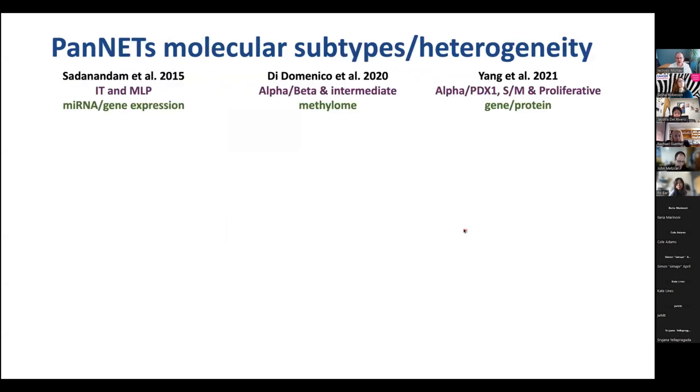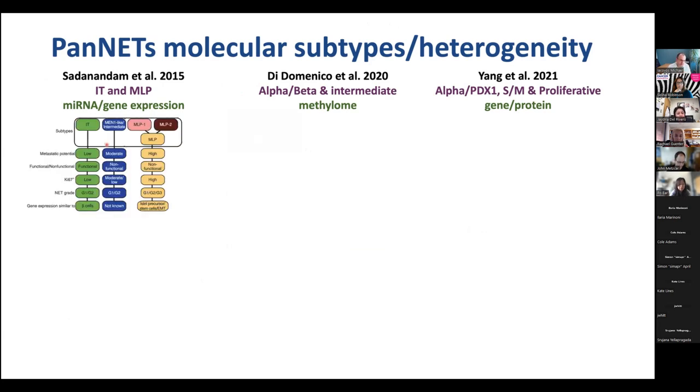Okay, so where are we when it comes to neuroendocrine tumors, the different molecular subtypes? And I would like to discuss three studies, which I think approach the question using different omics approaches. The first one, by Anguraj Sadanandam, was published in 2015. And what they used there is microRNA and gene expression.